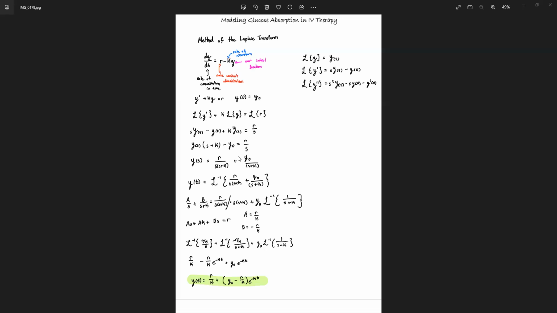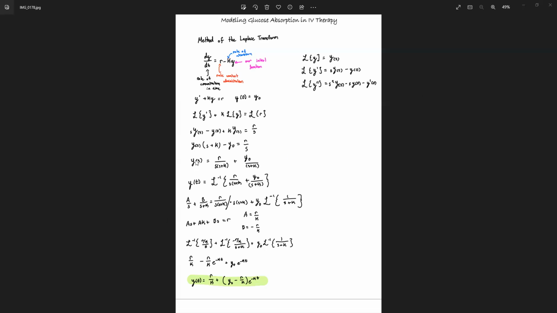Next, we can add y naught to both sides, and then we can divide by s plus k to isolate this Y(s) term. We are then left with Y(s) equals r over s times (s plus k), plus y naught over s plus k.